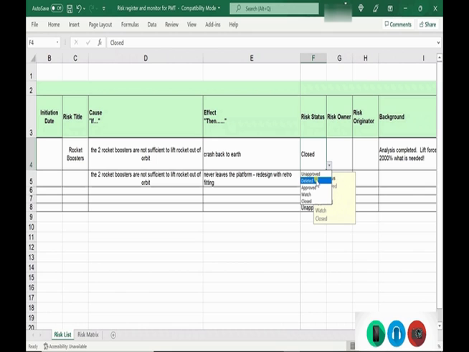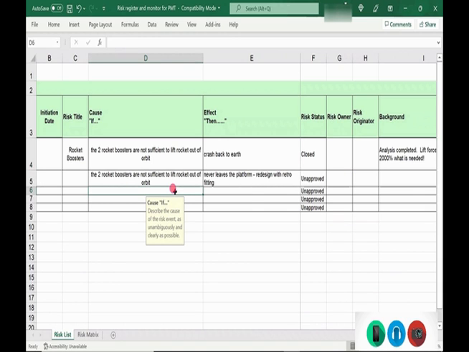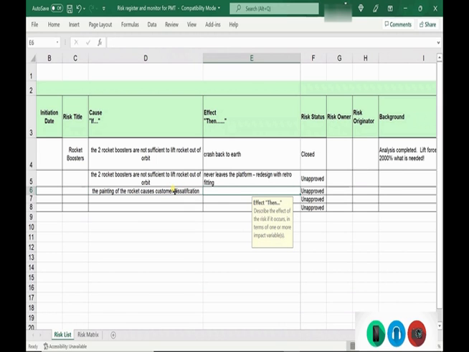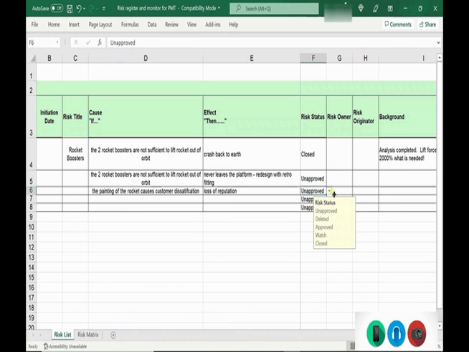Now you may think, why is there a deleted button? Why don't you just remove it? It's always useful to capture your risks, even if as a project team you agree that it should be deleted. So let's capture one. Let's say if the painting of the rocket causes customer dissatisfaction, then loss of reputation. Okay, I can't spell, but don't worry, you get the point.